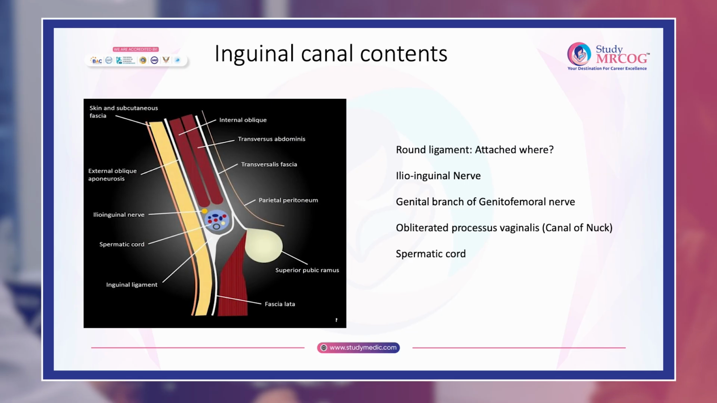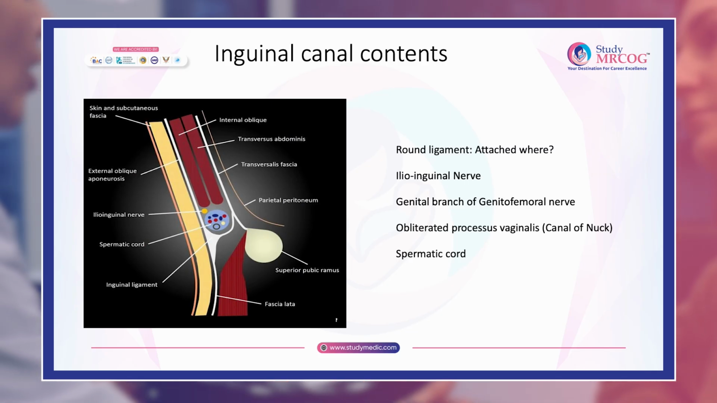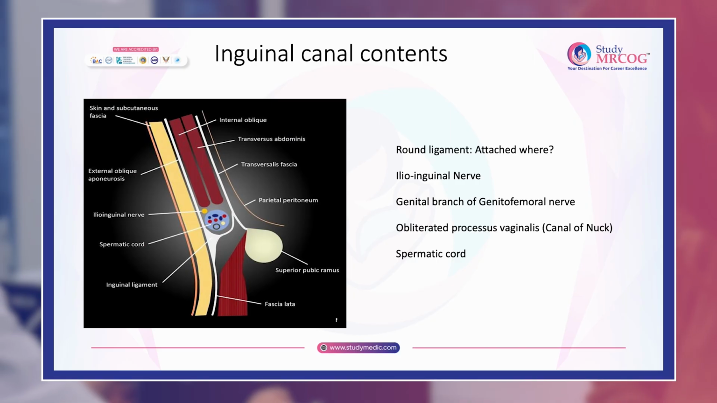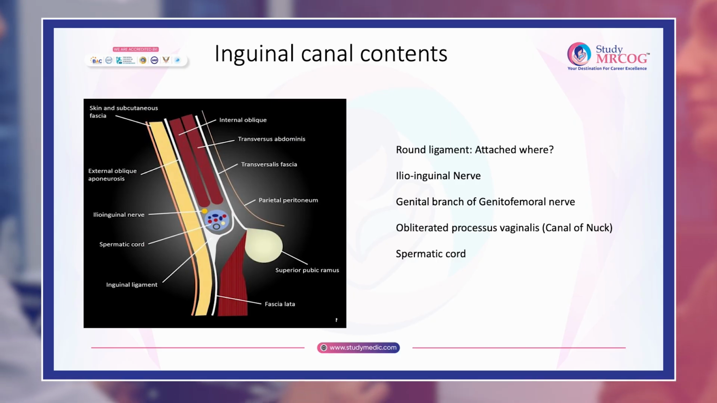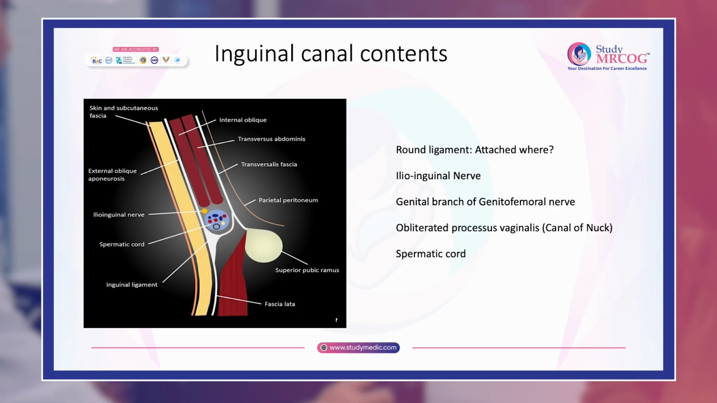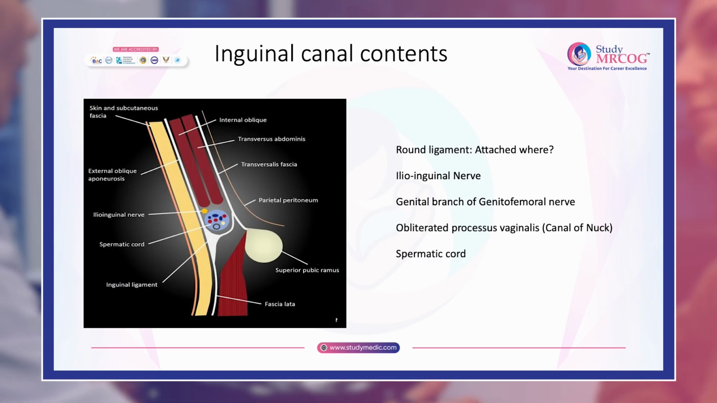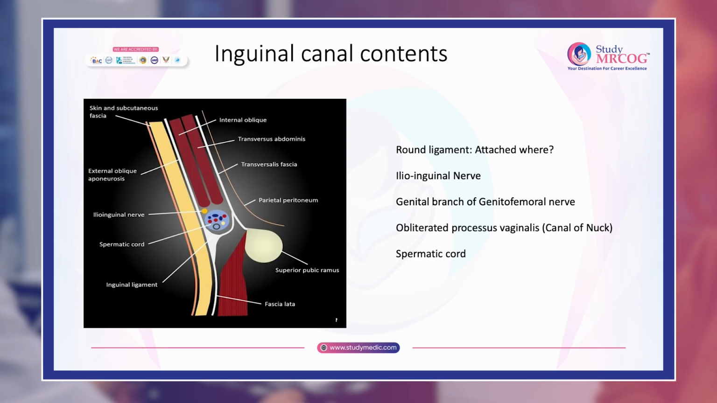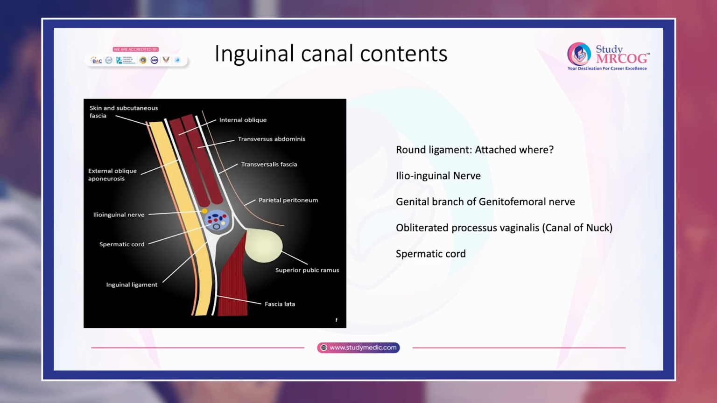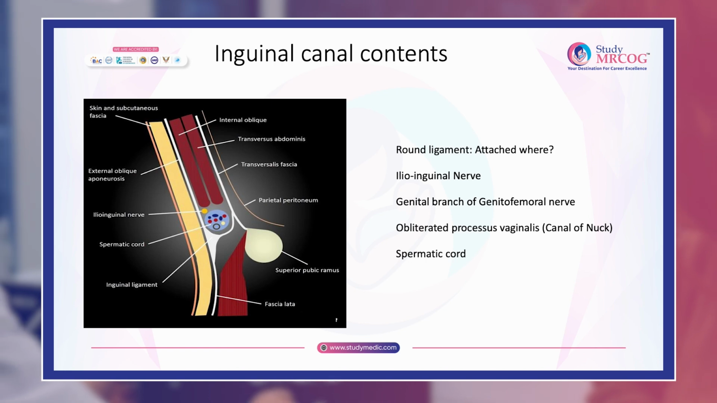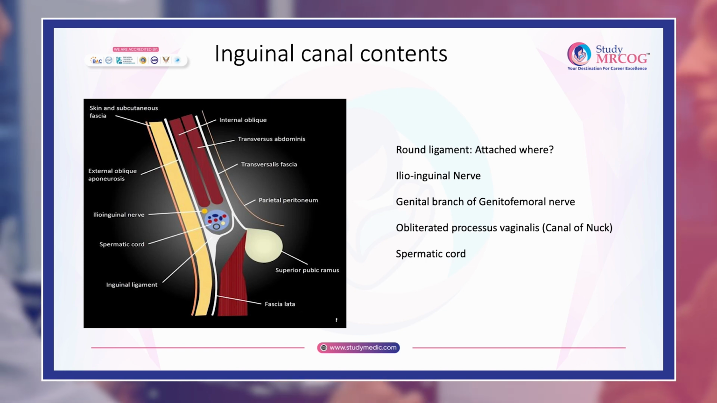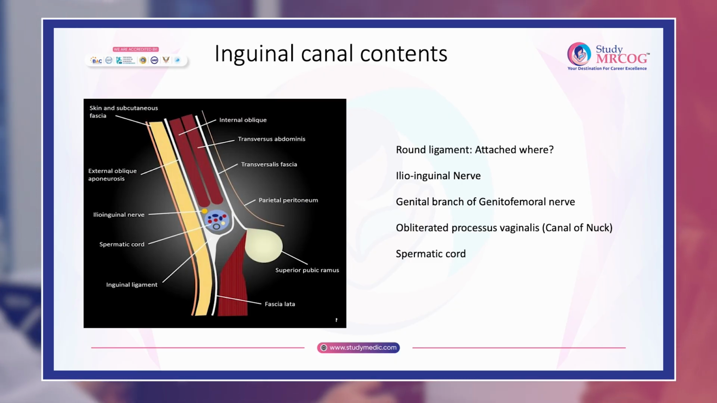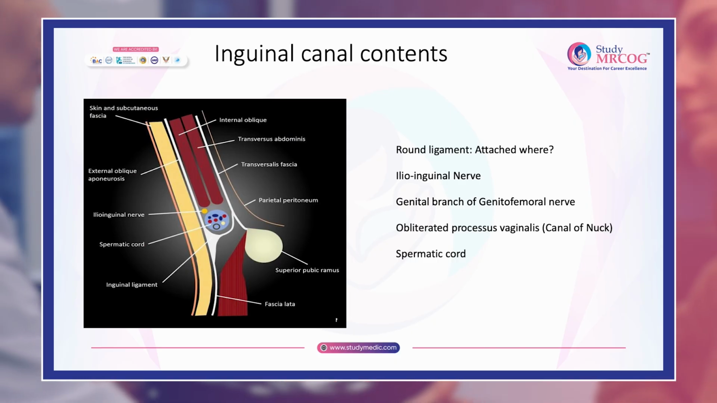Next, let's talk about the contents of the inguinal canal, which is another exam favorite, and we will specially emphasize the female inguinal canal and the contents which are present therein. In females, the main structure passing through the canal is the round ligament of the uterus. We must know that the round ligament is attached above at the uterus and it extends till the labia majora. It passes through the deep inguinal ring, traverses the canal, and then exits through the superficial inguinal ring to insert into the labia majora.